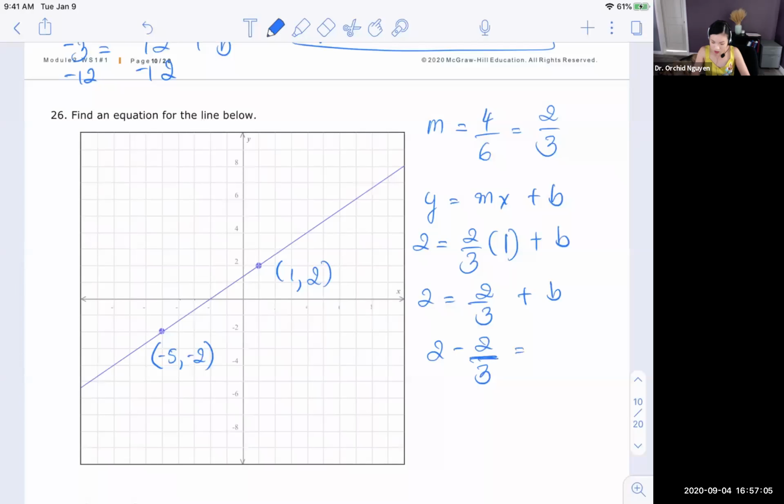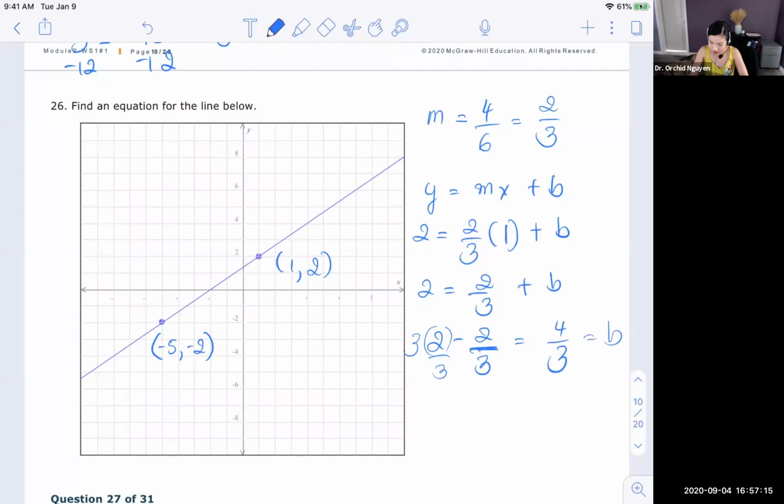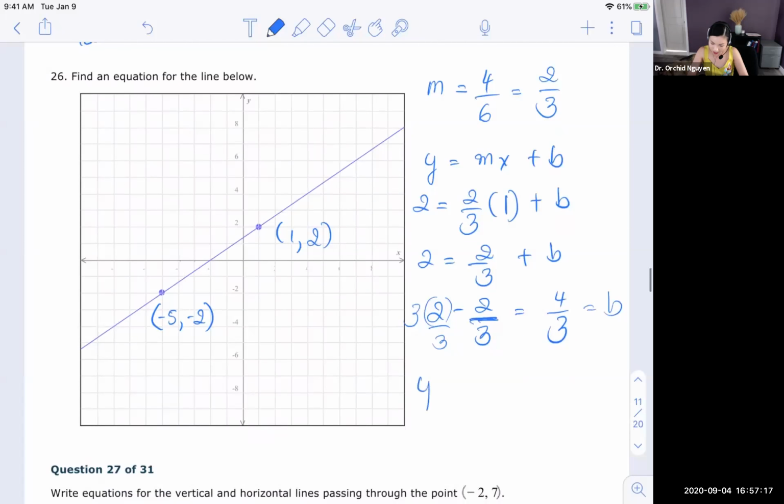And of course, you can use the LCD. So I'm going to multiply this one by 3, the LCD. Okay, so it's going to be 6 minus 2, so it's 4/3. So b is 4/3. So I'm just going to go back and plug it in. y = 2/3 x + 4/3. And that's how I get my answer. And I know for sure it's going to be a fraction for the y-intercept because look at this. You see that? Fraction.